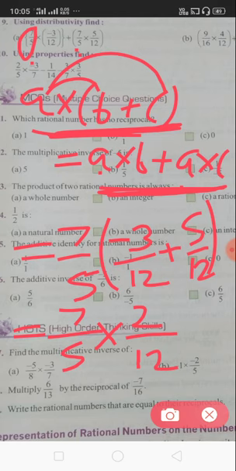Okay, now simplify. 2 sixes are 12, now cancel. 7 upon 5 sixes are 30. 7 upon 30 is your answer. In this way you have to use the distributive property. This is your distributive property.